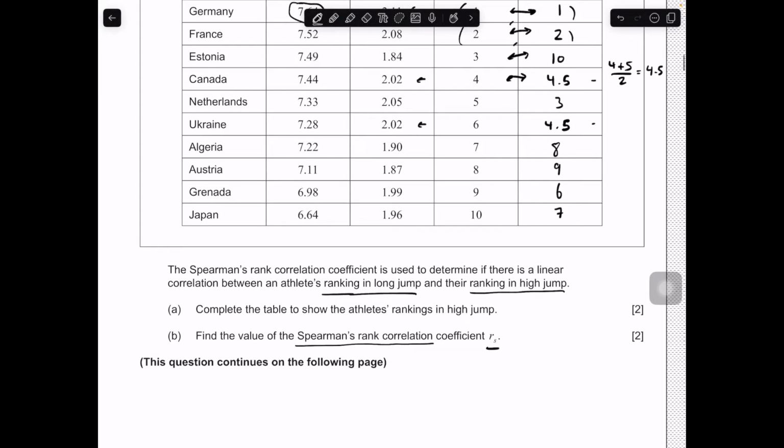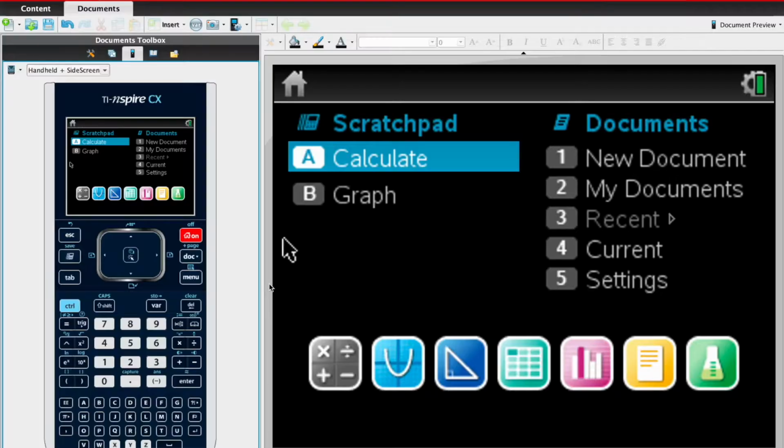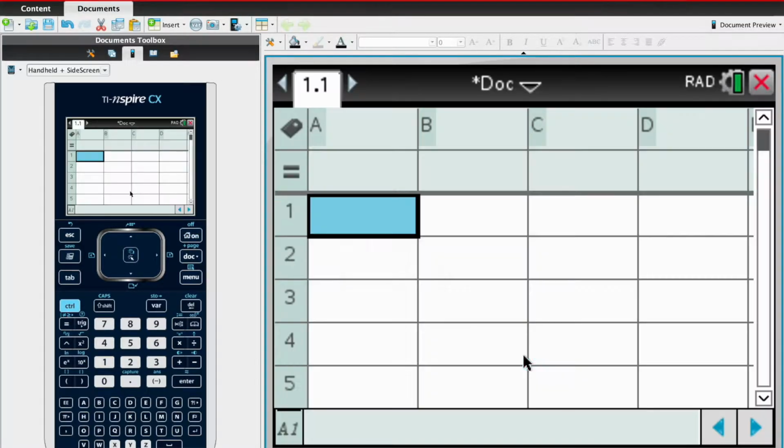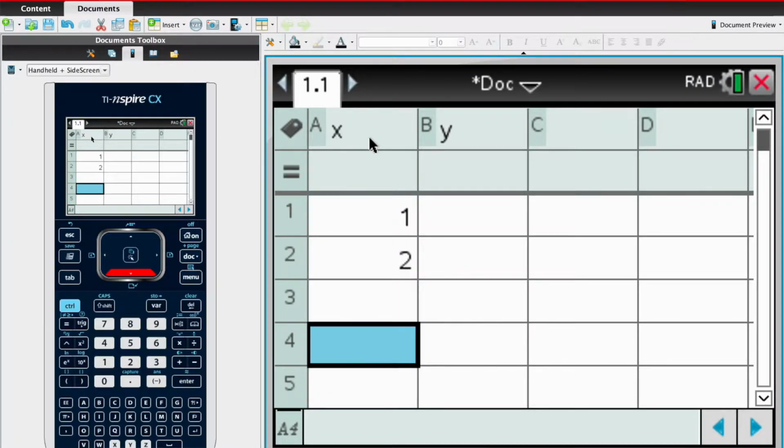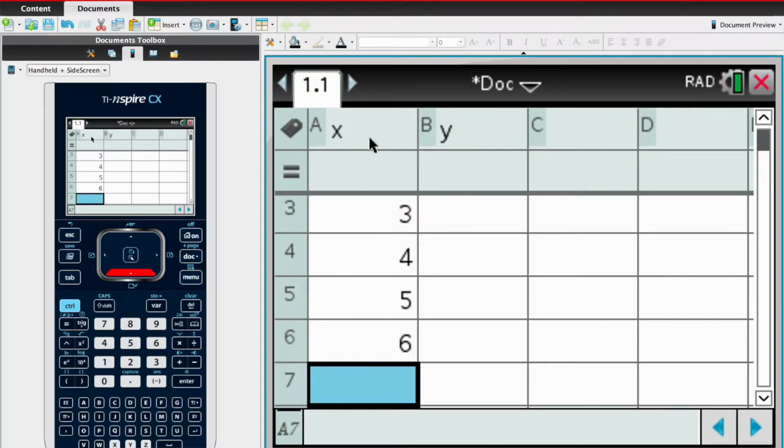Let's complete part B, where it asks us to find the value of Spearman's rank correlation coefficient. Alright, so let's go to calculator right here, and let's look at spreadsheets. Let's label. We can do long jump and high jump, or X and Y. Let's just use X and Y for this. I think that's fine. And let's put in the rankings just as they're presented to us. So long jump rank, these were already ranked for us. So this would be 1, 2, 3, 4, 5, 6, 7, 8, 9, 10.